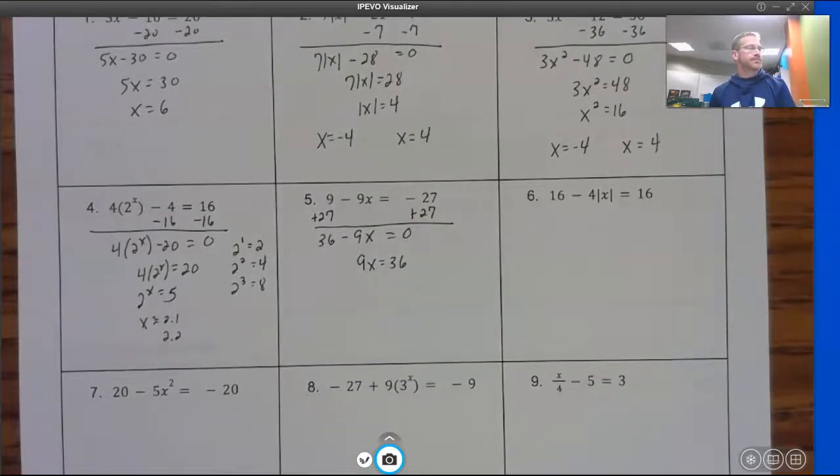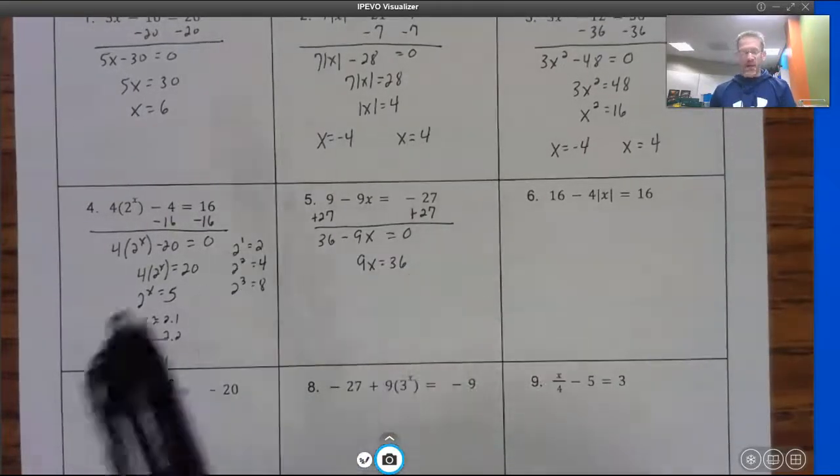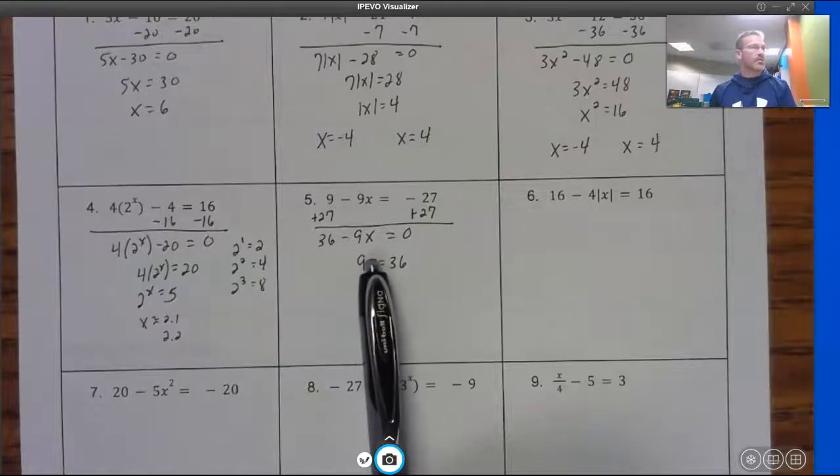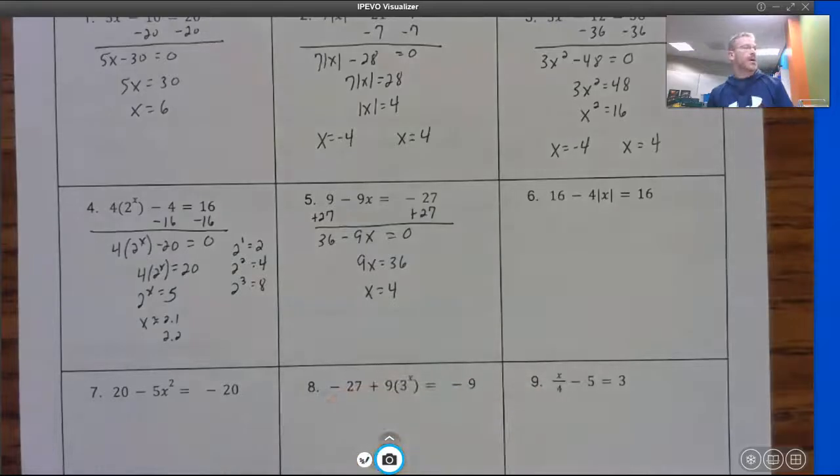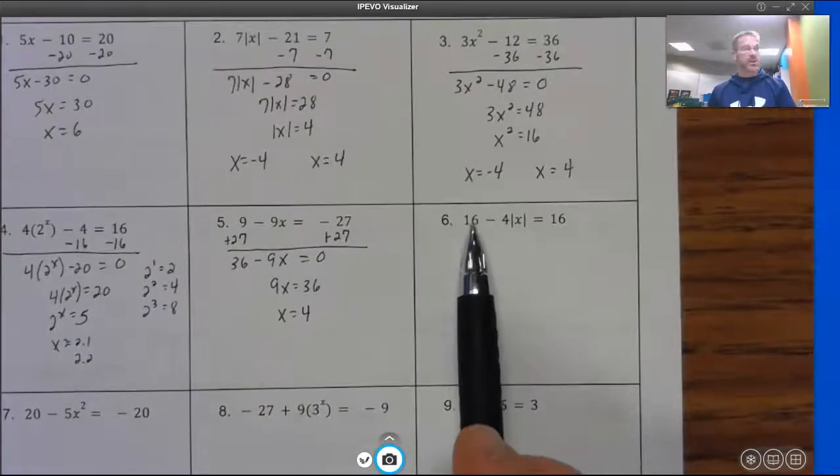All right. Okay, and then now we're back to the multiplication question, right? 9 times what is 36? 9 times 4 is 36. So that means x is 4. All right, and that's our answer. All right, so let's go to number 6 here.